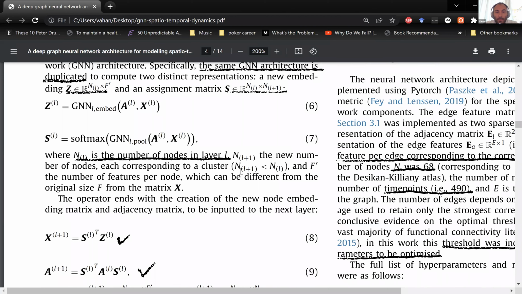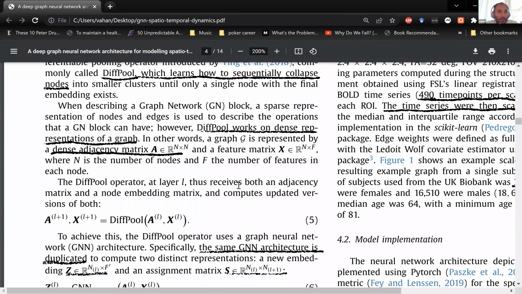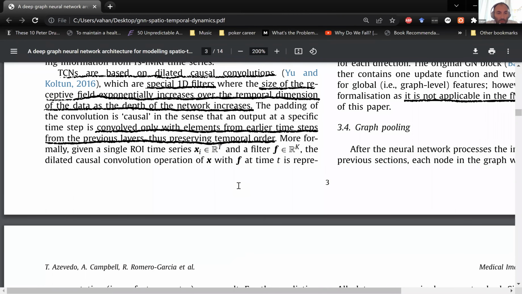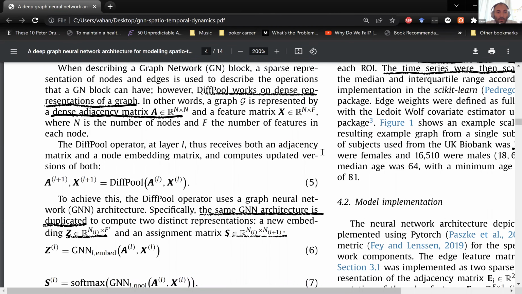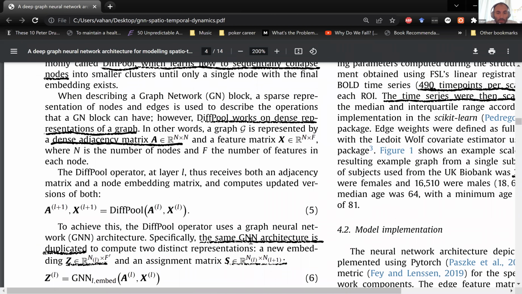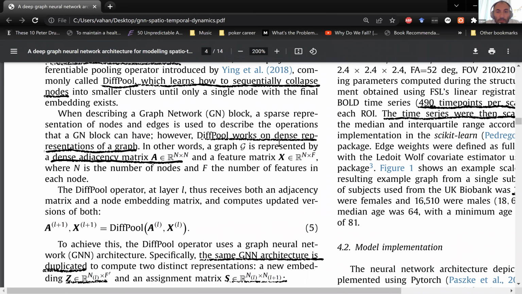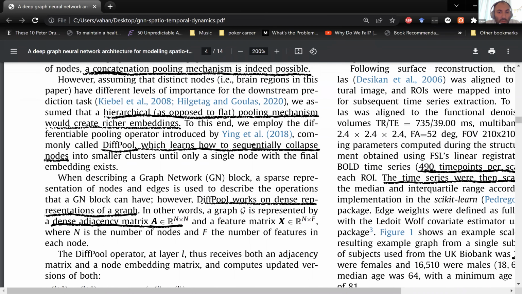So it says, let me actually find the beginning. It should be somewhere here. DiffPool at layer L receives both the adjacency matrix and the node embedding matrix. It's the same GNN used for both, but let me find the part that they mentioned. Here, there you go. We employed a differential pooling operator introduced by Ying et al., commonly called DiffPool, which learns how to sequentially collapse nodes into smaller clusters until only a single node with the final embedding exists.